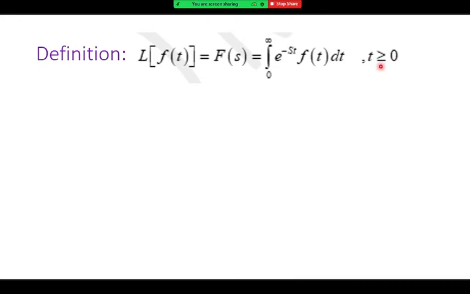Can you tell me at least one function which is not defined on the interval t greater than or equal to 0? Anyone? I want one simple single example. Actually, there are many examples, but I want just one example from you. A function which is not defined on the interval t greater than or equal to 0. It does not exist or is not defined.